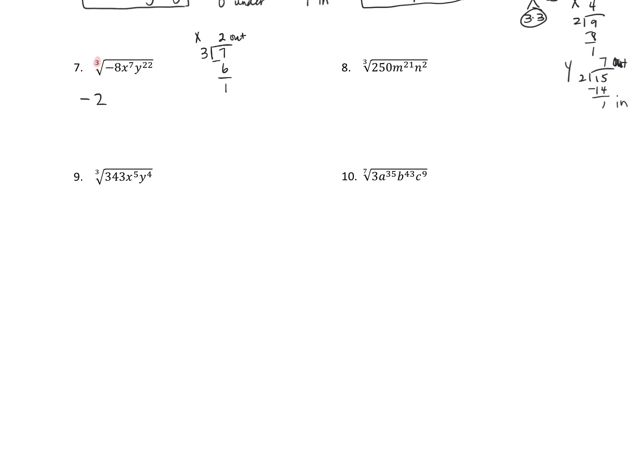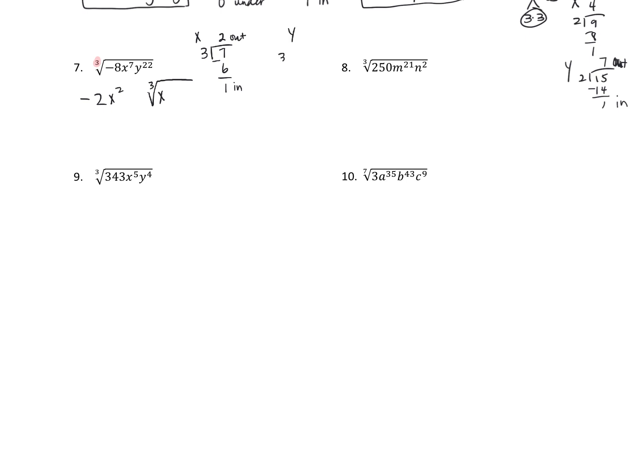So the exponent of 2 comes out. The exponent of 1 stays under. So we'll have an x squared out here and a plain x, or x to the 1st, underneath. And remember that it's a cube root, so don't forget to write your index. And now we have the y's.